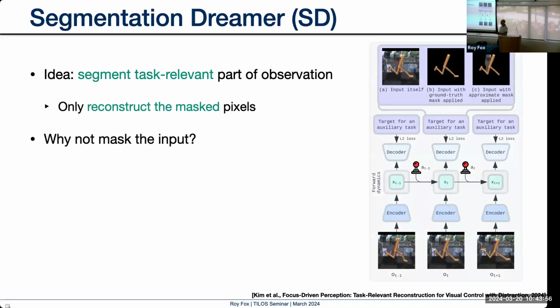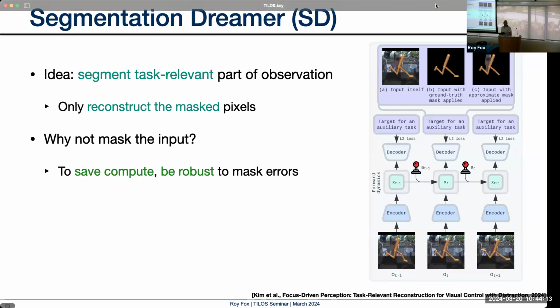But here's a question. Why are we masking the reconstruction and not the input itself? That's actually been done before. Why is it not as good? Well, there's many reasons. One is this way we save compute, right? We don't actually need to apply the masking to the input at execution time, when we roll out the agent. So we save compute. We deploy the agent, it doesn't actually need any simplification. It's just in the training of this observed task.